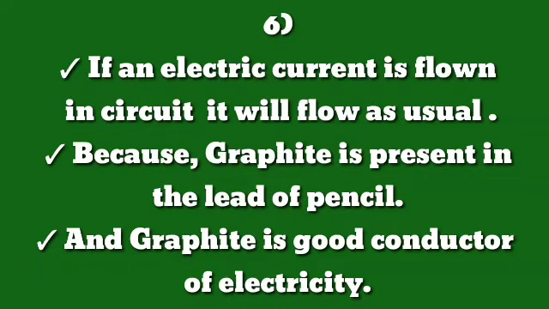If an electric current is flown in the circuit, it will flow as usual because graphite is present in the pencil, and graphite is a good conductor of electricity. That is why it can flow as usual.